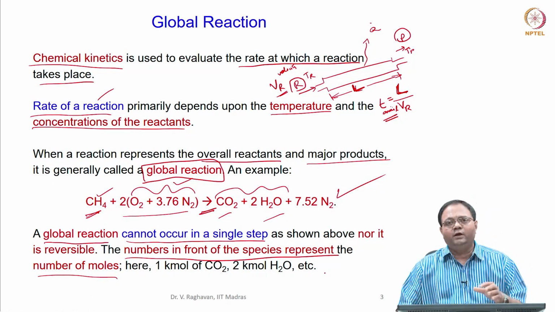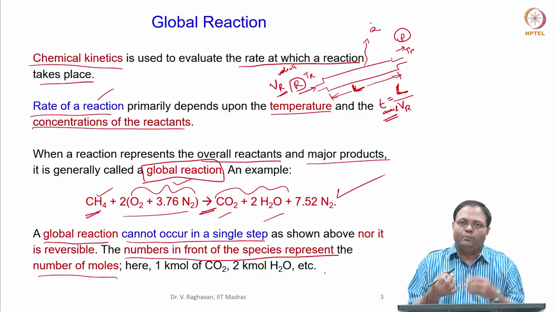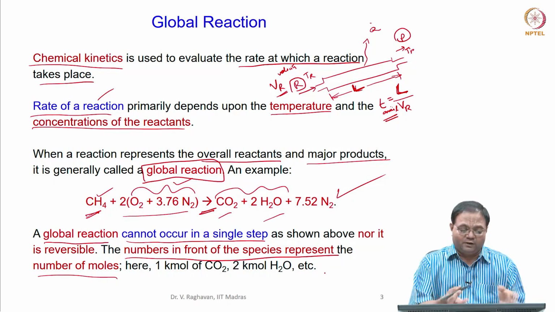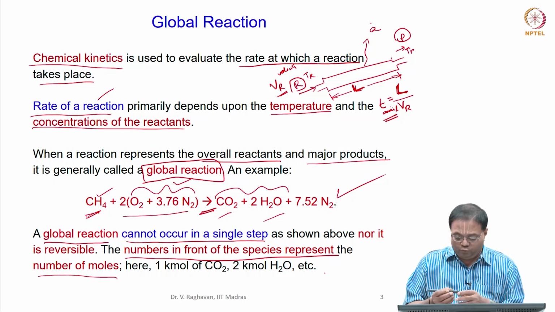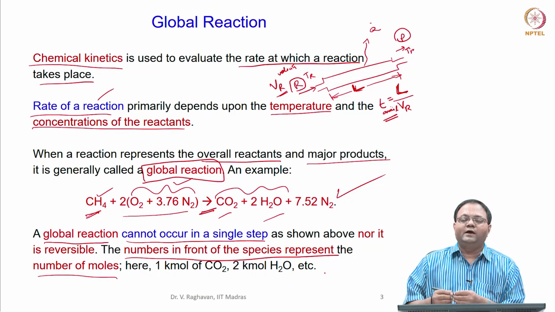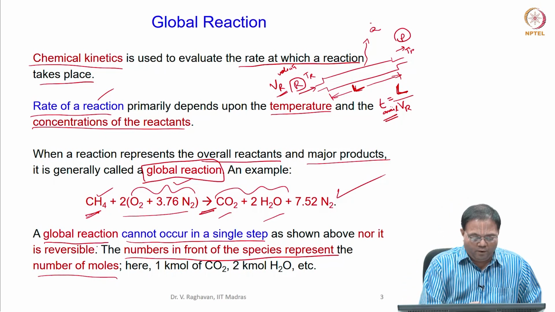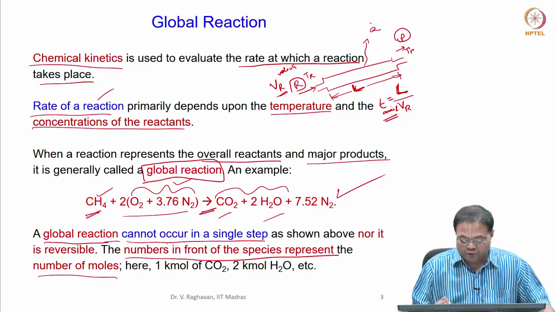We are talking about, see, what is 1 mole? A mole is a large number of molecules. So we are talking about several molecules present in this particular reaction scheme. But if you can write the reaction at the molecular level, then only we can say whether it can happen in one step or not. The global reaction cannot happen in a single step. That is for sure, and we have to understand. So it is not reversible.